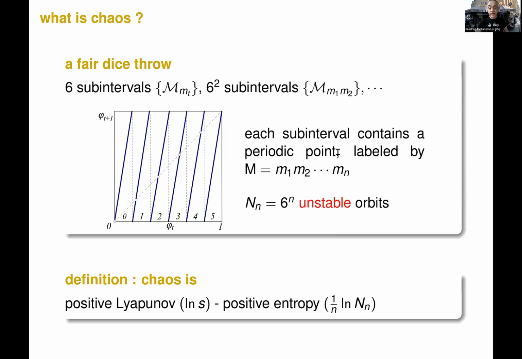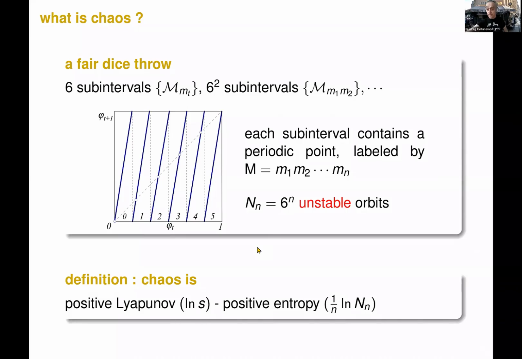So that's chaos. What happens is, to specify the future, I have to be more and more precise about initial conditions, because I have to be in smaller intervals to get the desired sequence of coin tosses. And if I do this n times, I'll get 6 to the n possible sequences of coin tosses. And now I'm ready to define what is chaos, undergraduate.